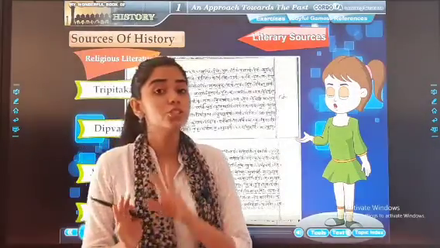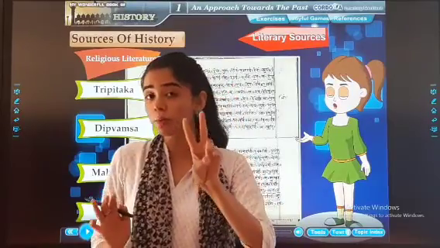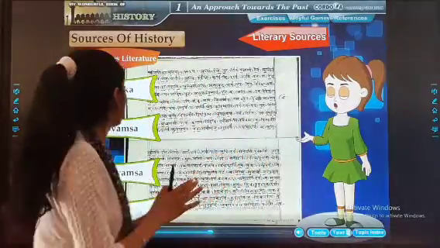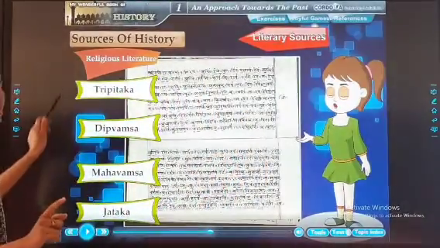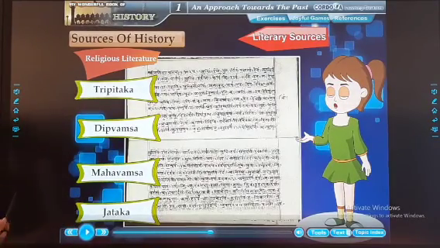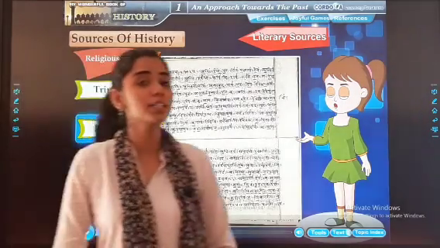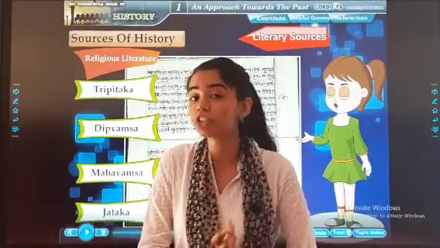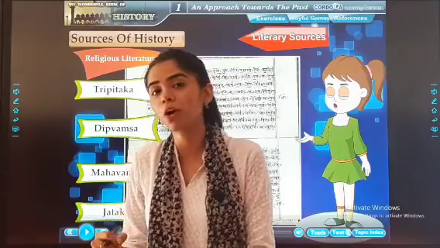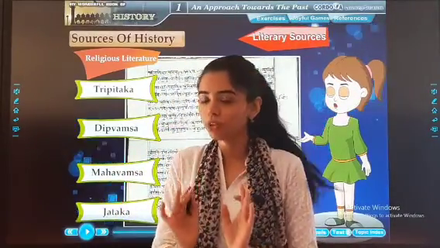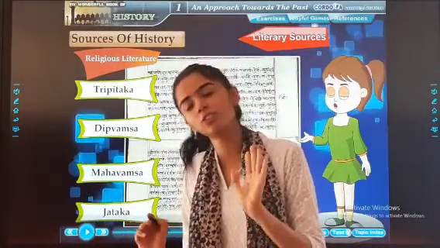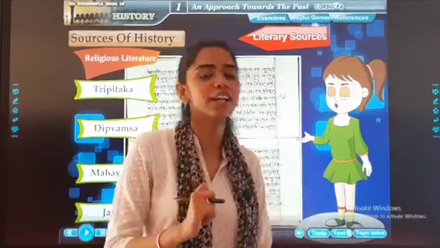Now see, the literature has been divided into two, that is the religious literature and the secular literature. These are some examples of religious literature: the Tripitaka, Dipavamsa, Mahavamsa, Jataka, then the Brahmanas. So all these are the religious literature, and you can find out more information about it through Google. For you, it is only for information. You just have to remember a few names. Okay, so these were the religious literature.